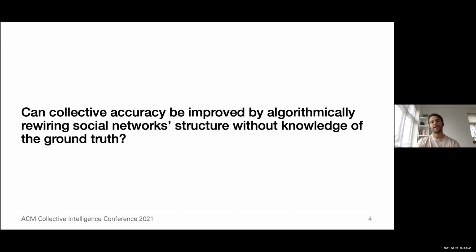We ask, can collective accuracy be increased by algorithmically rewiring social network structure without knowledge of the ground truth? Basically, what we're proposing here is a type of dynamic network where some algorithmic rewiring procedure manipulates who talks to whom over the course of deliberation, with the aim of leading the group to collectively arrive at some unknown truth.